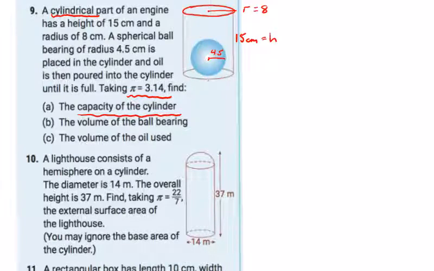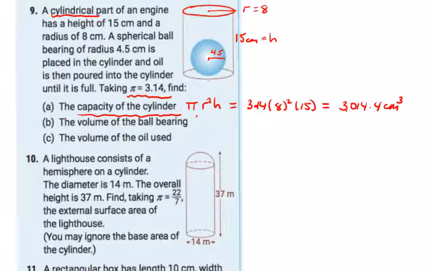So the capacity of the cylinder is just pi r squared h. Why don't I write pi r squared h first, and then equals whatever we're told, 3.14 by r squared, and we're dealing with the cylinder here, so 8 squared by h, which is 15. 3.14 by 8 squared by 15 is 3014.4, and we're dealing in centimeters cubed.